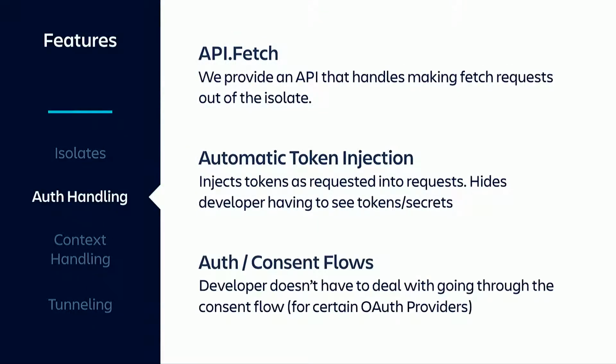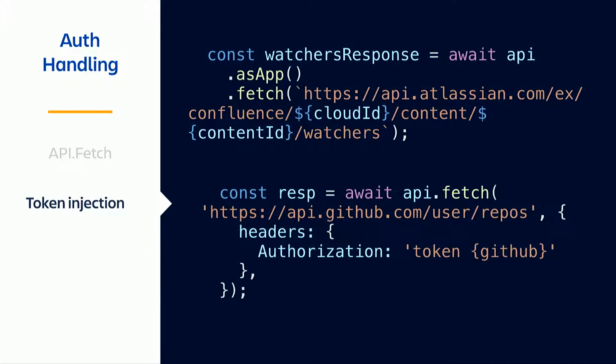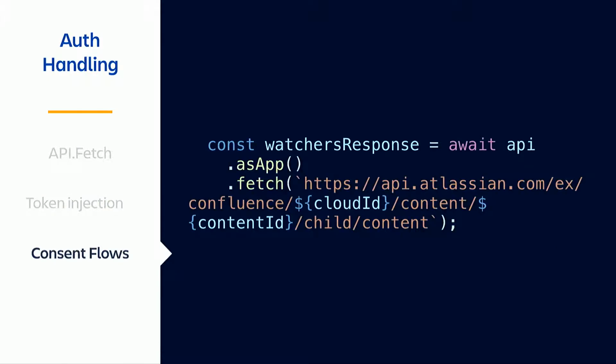We can also do auth to consent flows. Now, I personally have had a hard time implementing these without libraries. And coming back to our point of Atlassian managing all of this for you, we can actually do this. So as you saw before, these are some calls to APIs. And let's focus on that top one for a sec.